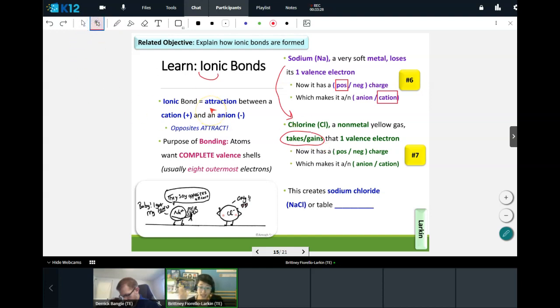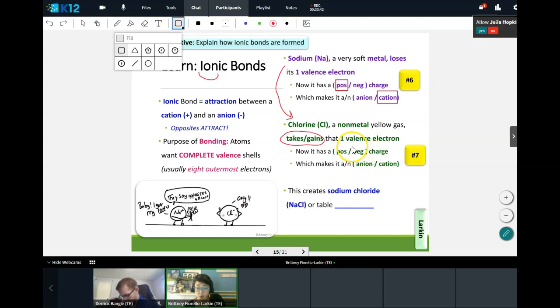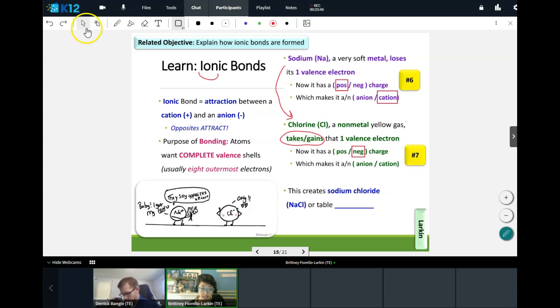So now, if you're gaining negative friends, do you become positive or negative? Chlorine is gaining a negative friend, a negative electron, so should it become overall positive or negative? It's going to become overall negative because it's gaining negativity. And so in this case, what does that make it? An anion or a cation? Thank you, Micah. Thank you, Jalen. Yes, this is going to become an anion.